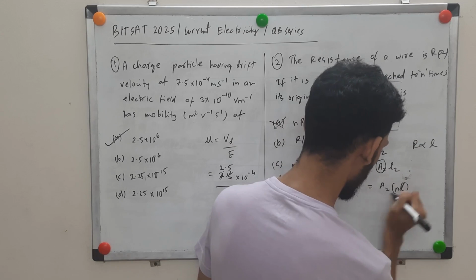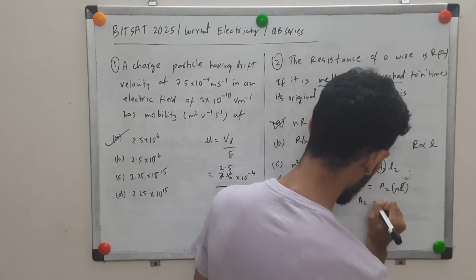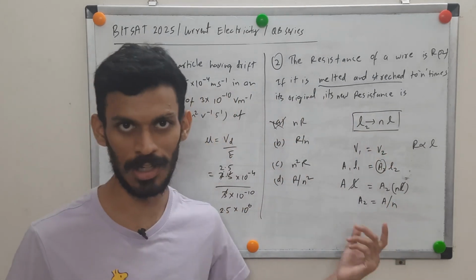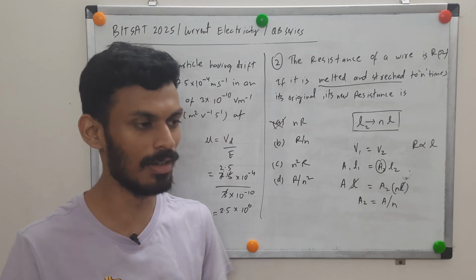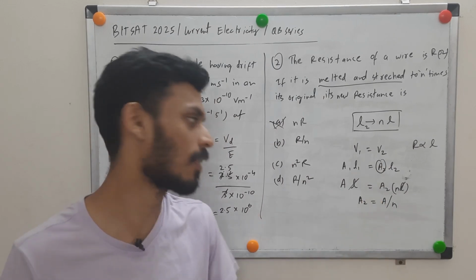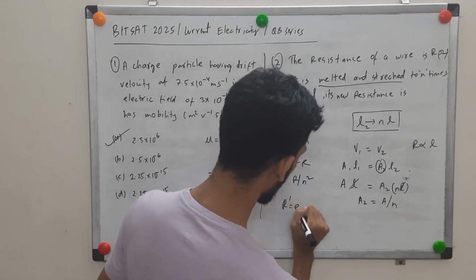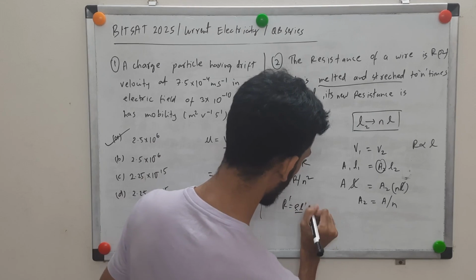So this and this can get cancelled. You'll see that the area in the second case will be area by n, and of course it will decrease. The length is increased at the cost of cross sectional area. You can picture that. So the new R will be rho L dash, or L2, and A2, I use.